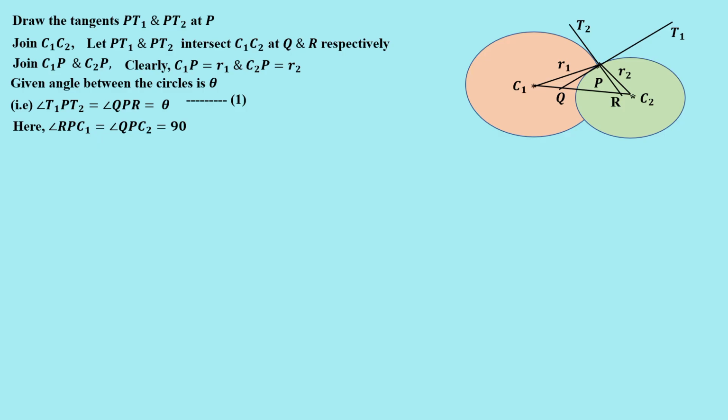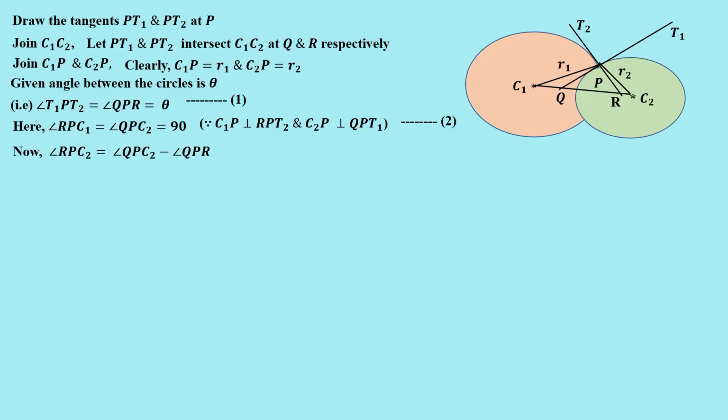Now angle RPC1, which is equal to QPC2, is equal to 90 degrees. RPC1, because RP, that is RT2, RPT2 is the tangent line, C1P is the radial line, right? Radial line is always perpendicular to the tangent line, that is why angle RPC1 is 90 degrees. Similarly for the second circle, angle QPC2 is equal to 90 degrees. That is equation number 2.